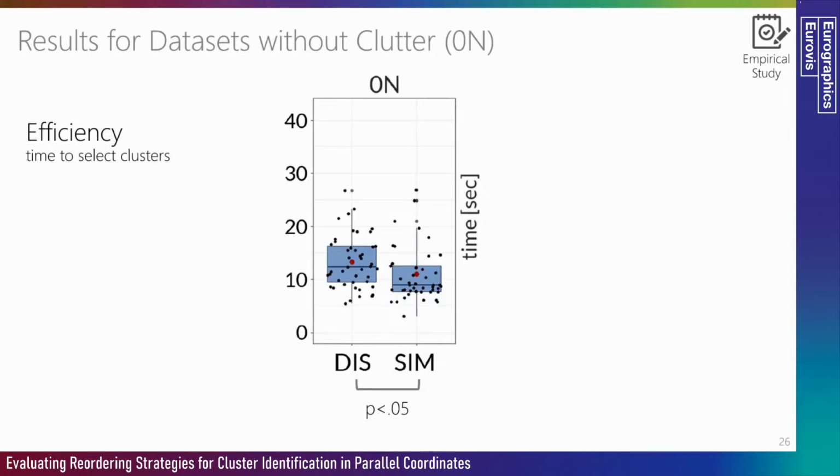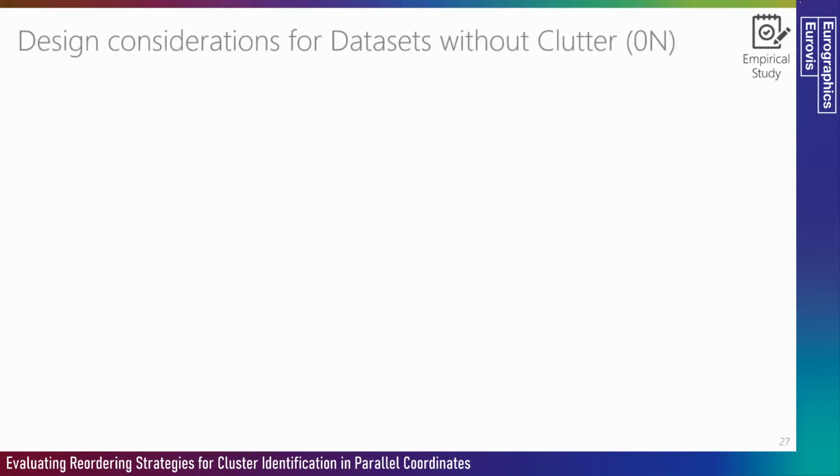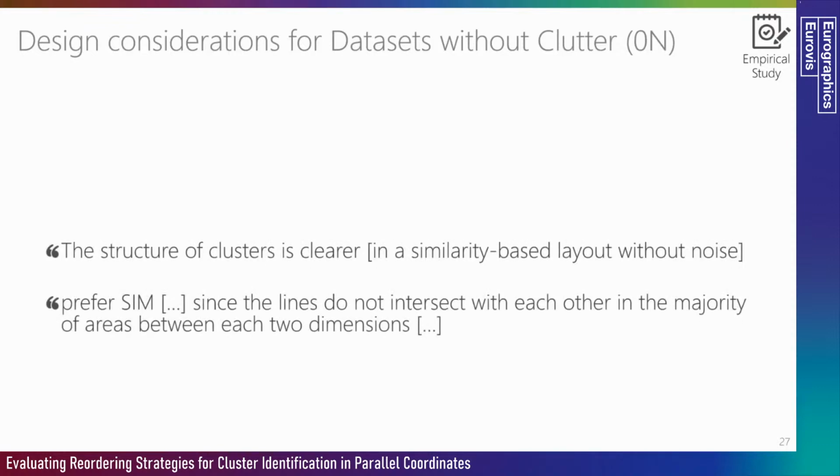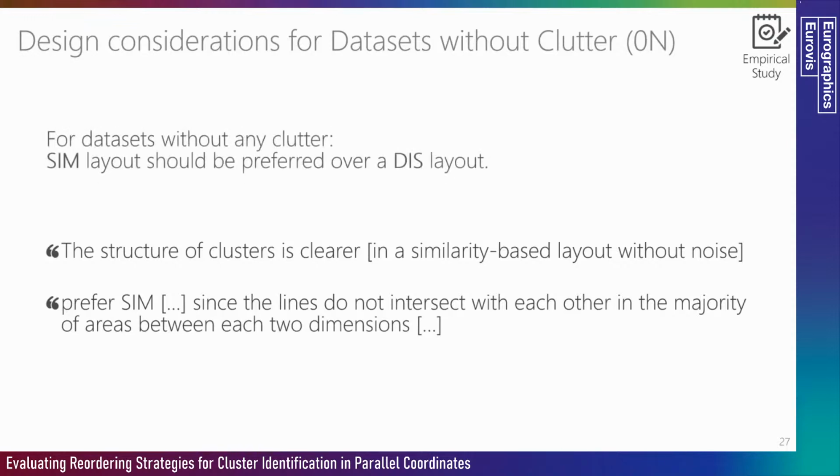For datasets without clutter, the participants performed the selection task significantly faster using a similarity-based layout. We did not find any significant differences for the cluster accuracy and confidence. However, in the qualitative user feedback, participants said, for example, that the structure of clusters is clearer in a similarity-based layout, or that they preferred it since the lines do not intersect with each other in a majority of areas between the two dimensions. Therefore, our first design consideration for clutter-free datasets is to prefer a similarity-based layout.